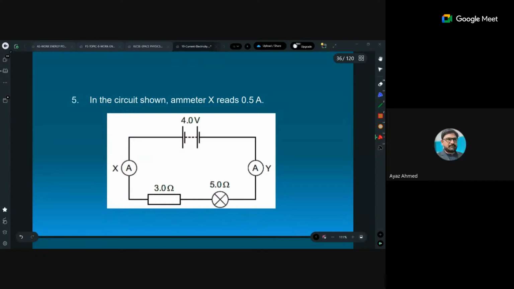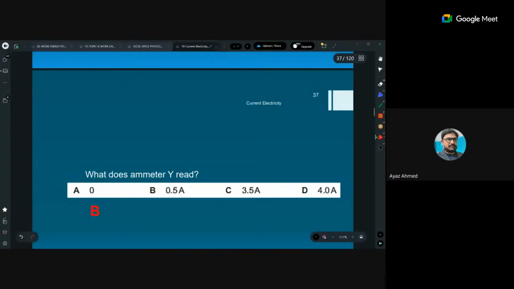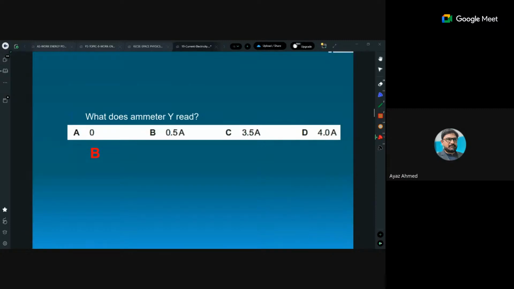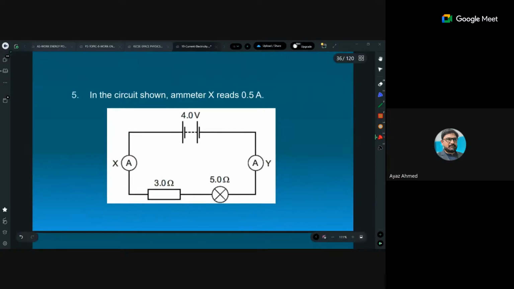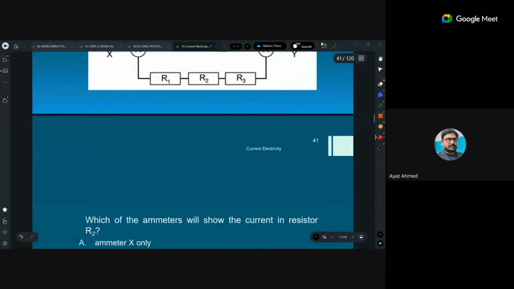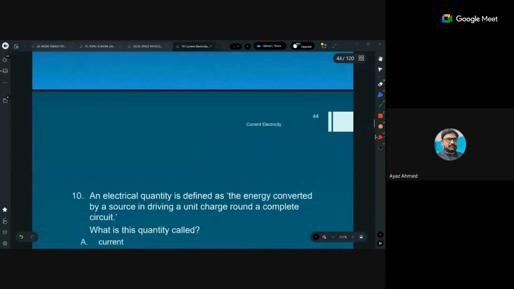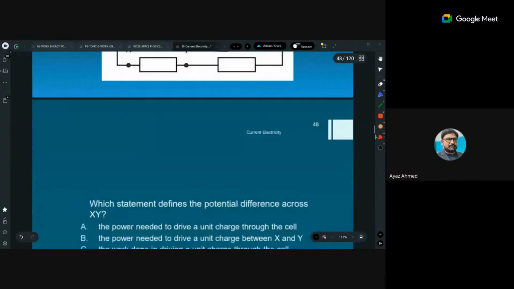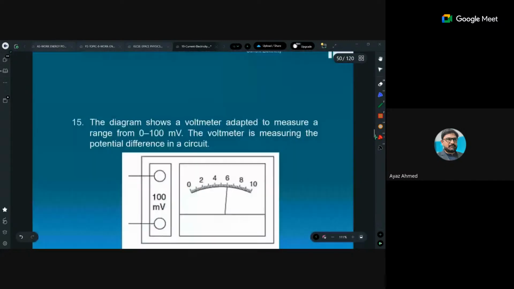Now check this one out. In the circuit shown, ammeter X, ammeter Y, there is a resistor, there is a lamp, 4-volt battery. What does ammeter Y read? Ammeter Y की reading क्या होगी? Ammeter X reads 0.5 ampere. So ammeter Y reads the same because they are in series. ठीक है ना? So these type of questions are from your current, and go to the potential difference questions.